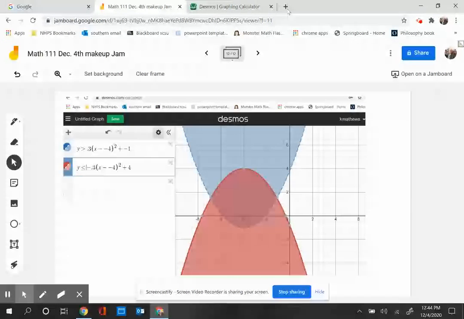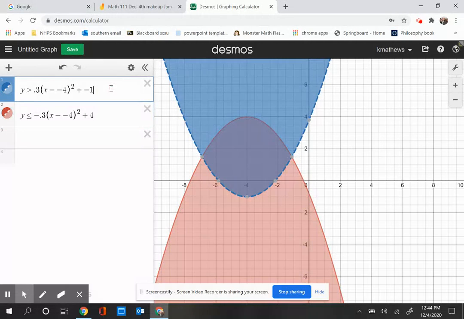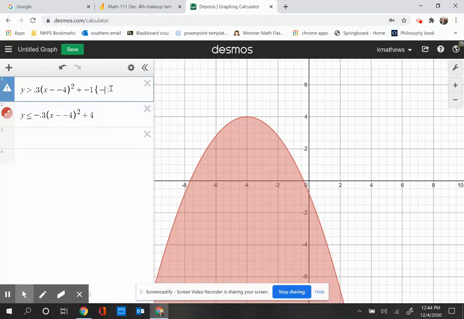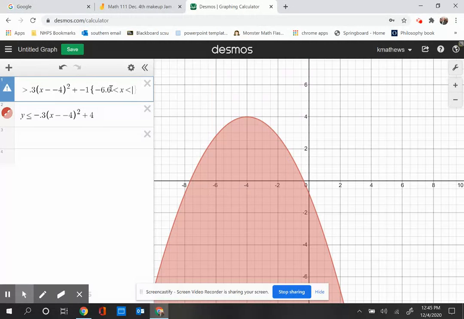Okay. Oh, I just thought of something else I want to do with you. Okay, suppose we only want to color in the overlap. This point here is -6.9. This point here is -1.1. So let's just say that -6.9 is less than x, which is less than, I think it was -1.3.